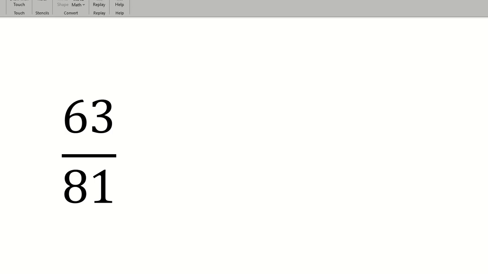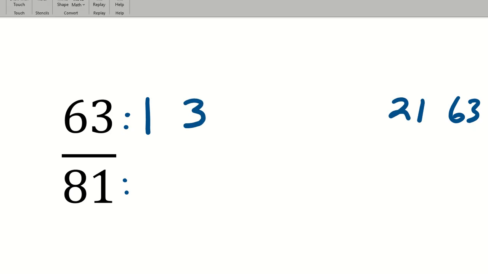63 over 81. We list the factor pairs of 63 and 81. I know that 1 times 63 is 63. Will 2 go into 63? No. Will 3 go into 63? Well, if you don't know, you can always do 63 divided by 3. And yes, it does. I know that 3 times 21 is 63.